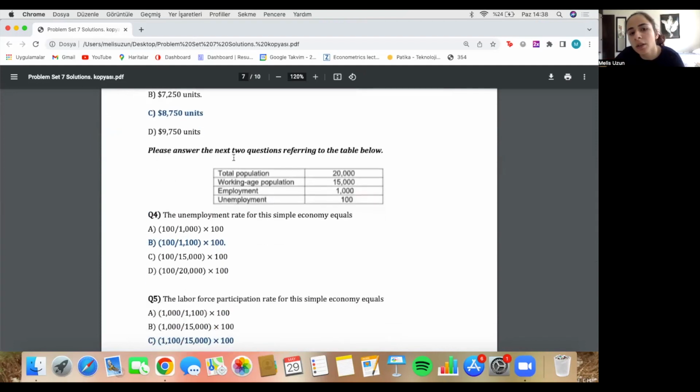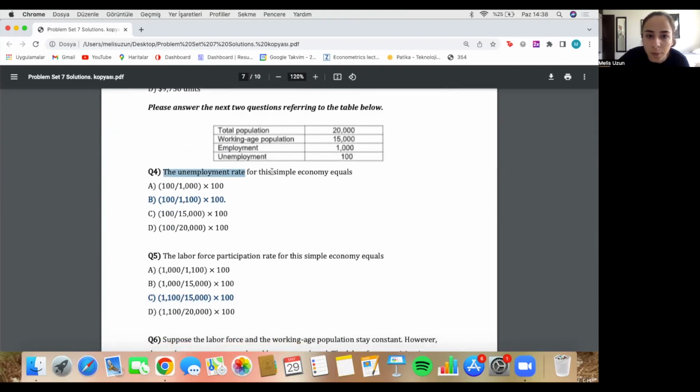Please answer the next two questions referring to the table below. The unemployment rate for this economy is equal to... So how do we calculate the unemployment rate? We divide the number of unemployed people by the labor force. The labor force is equal to employed people plus unemployed people, which is this. I'm sorry for the bad writing again, and we multiply by 100. So this is how we calculate the unemployment rate. So the answer is option B.